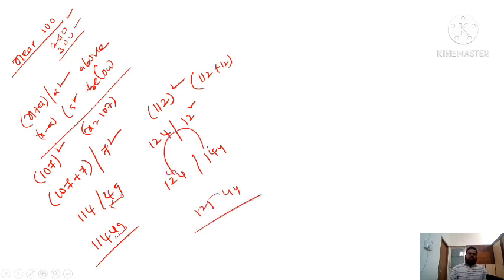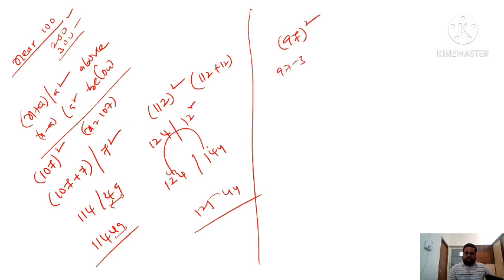This is above 100. If in case below 100, how to write below 100? For example, 97 whole square. How much is below? 3 is below. So 97 minus 3 and 3 square. 97 minus 3 is 94. 3 square is 09. This is the answer.